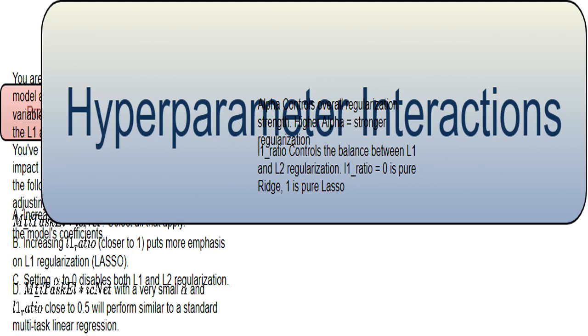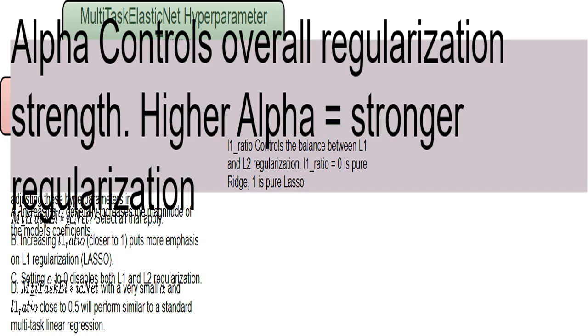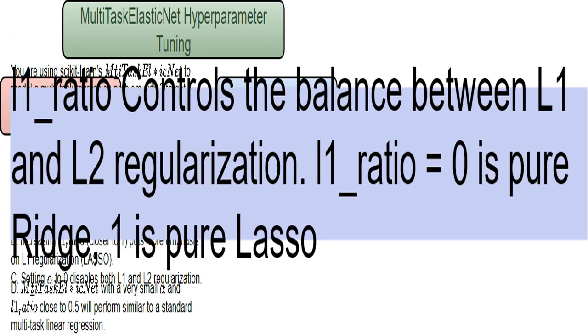This section would discuss the combined effect of the alpha and L1 ratio parameters. ALPHA is a master control for how strong the regularization is. I can think of it as a volume knob. A larger ALPHA turns regularization up, making the model simpler. L1 ratio acts like a mixing knob. 0 is all L2, ridge, regularization. 1 is all L1, lasso, and anything between is a blend.